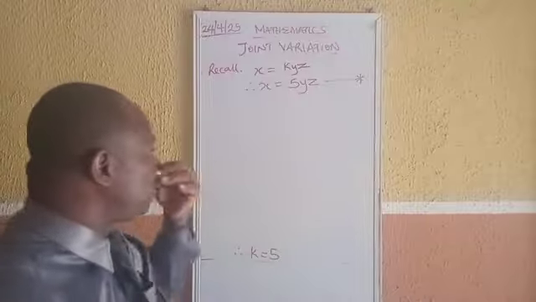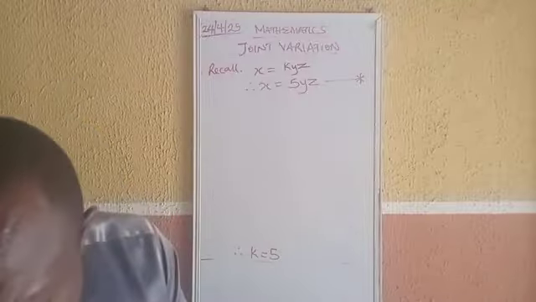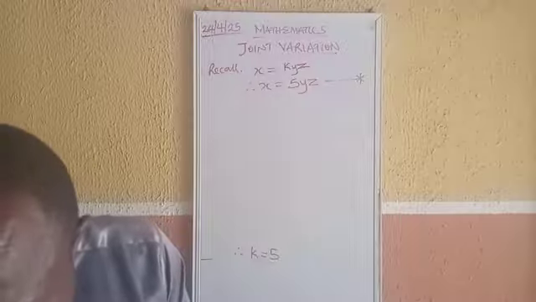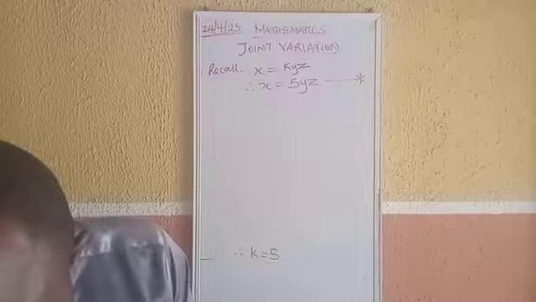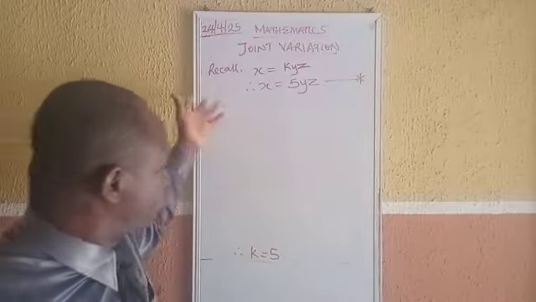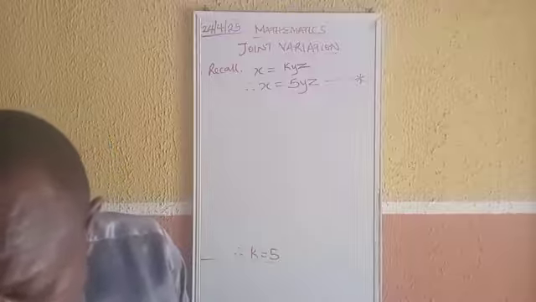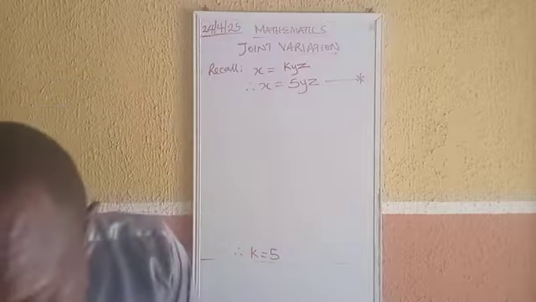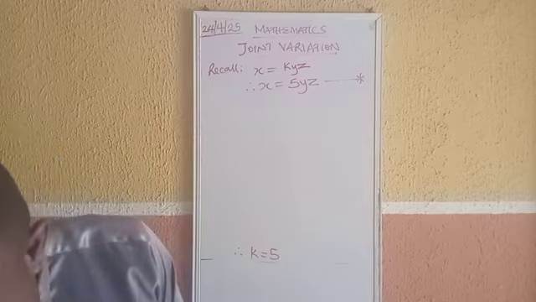We are now set to answer the two questions we are asked. The first question says, find the relation. We have answered the first question, which is question A: find the relationship between x, y, and z. This is the relationship.